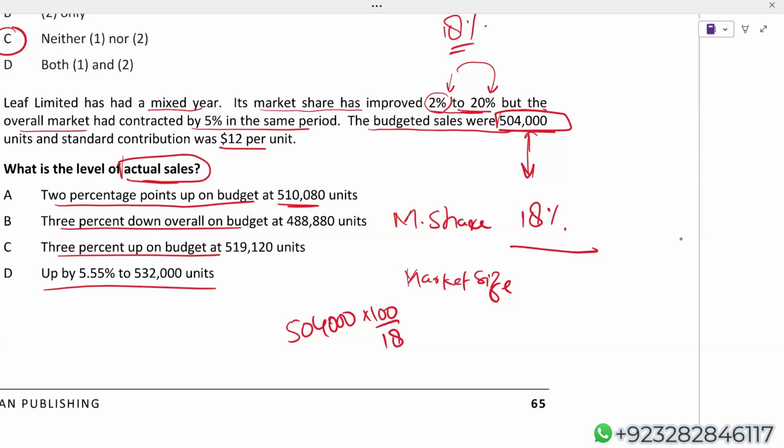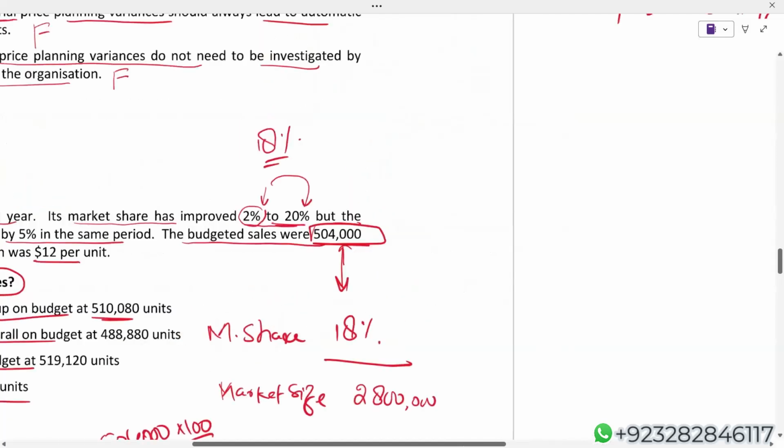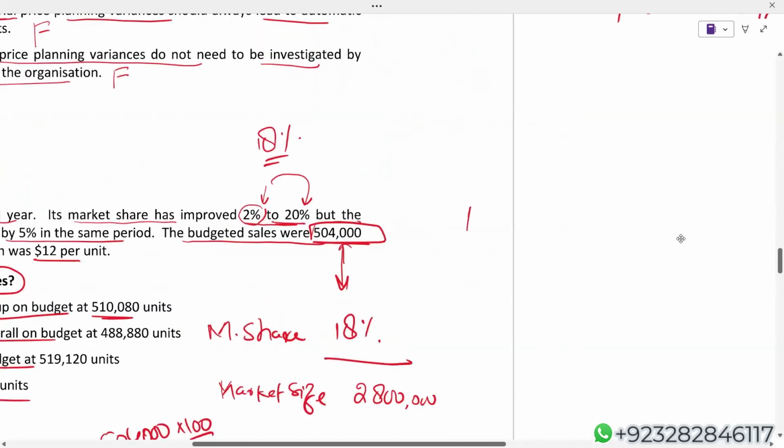So 5,04,000 multiplied by 100 upon 18. So I'm getting 2.8 million. So basically, the market size is 2.8 million. Okay, now we need to find out actual sales units.